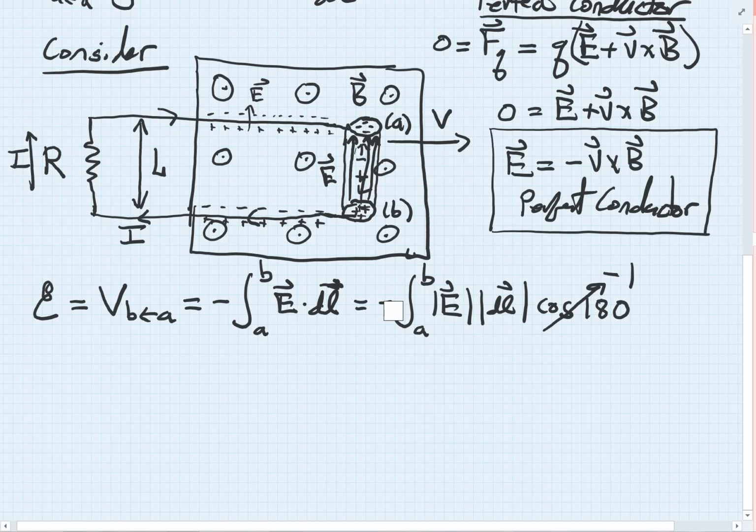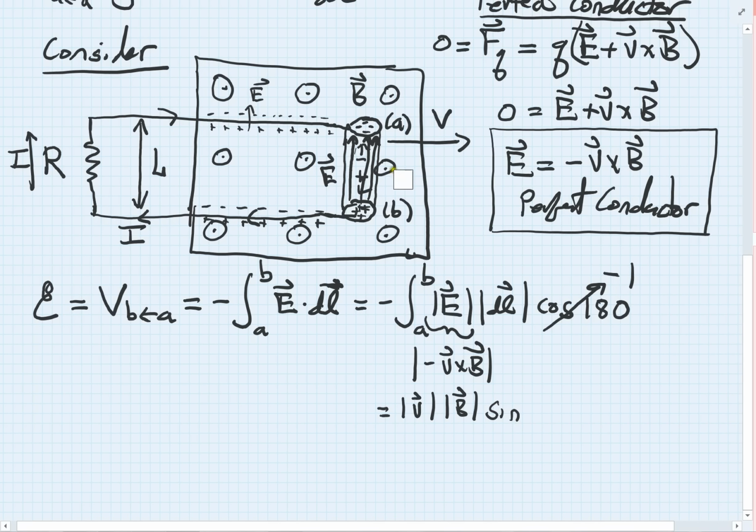Now, I happen to know the magnitude of the electric field in this case. The electric field in this case is minus V cross B. The velocity is off to the right. The magnetic field is perpendicular, out of the page. So this is going to be the magnitude of minus V cross B. And that magnitude is, of course, the cross product: magnitude of V times the magnitude of B times the sine of the angle between them.